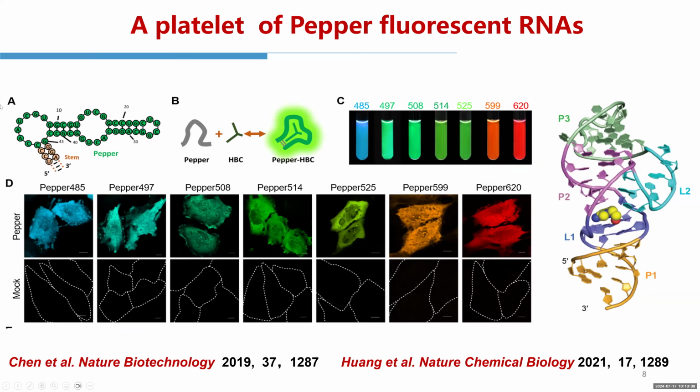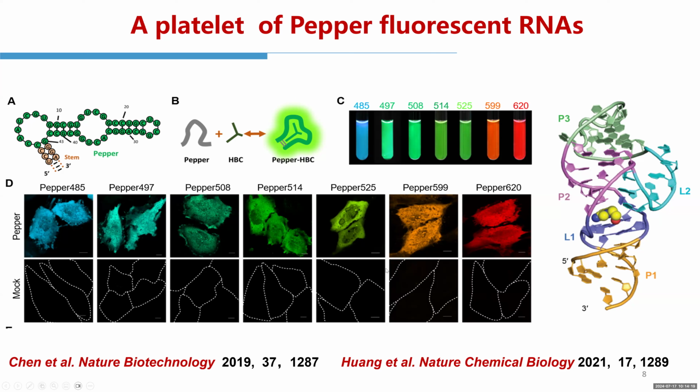So we then minimized and optimized this aptamer and called it Pepper. Pepper is a small aptamer with a core structure of only 40 nucleotides. It shows fluorescence colors from cyan to red when bound with HBC dye analogs. These analogs were made by tuning the aromatic pi structure and adjusting the electron donor and acceptor capacity. Mammalian cells expressing Pepper exhibit robust fluorescence on incubation with HBC dyes.